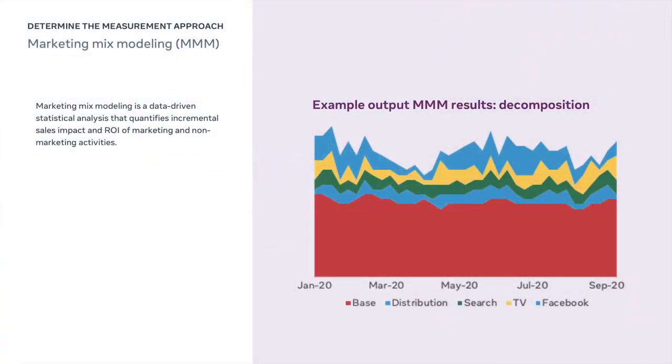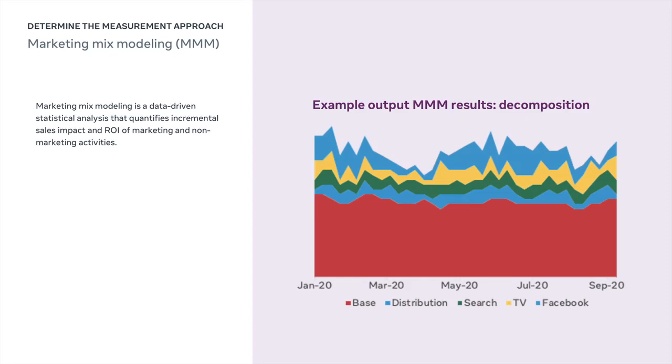Let's talk about marketing mix modeling. Marketing mix modeling, also called MMM or media mix modeling, is a data-driven statistical analysis that quantifies the incremental sales impact and return on investment of marketing activities. It's an established solution for holistic cross-channel sales measurement both online and offline.